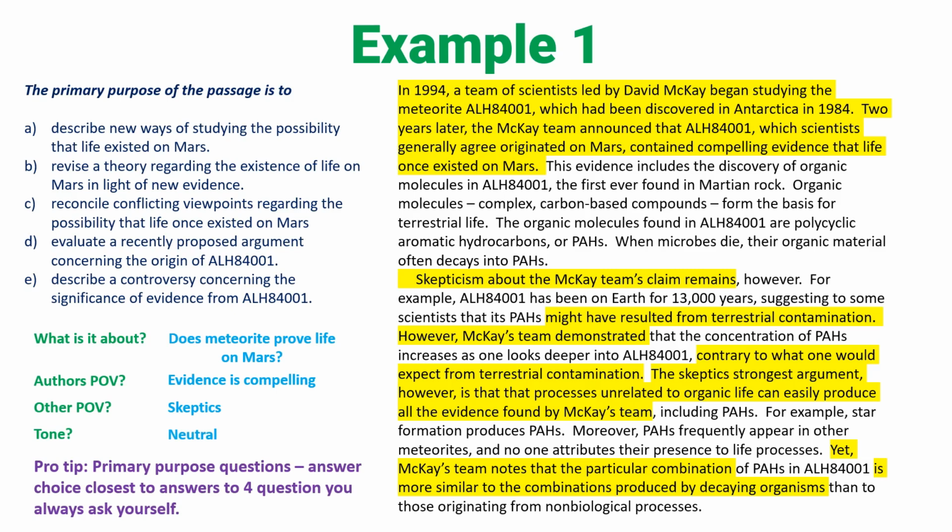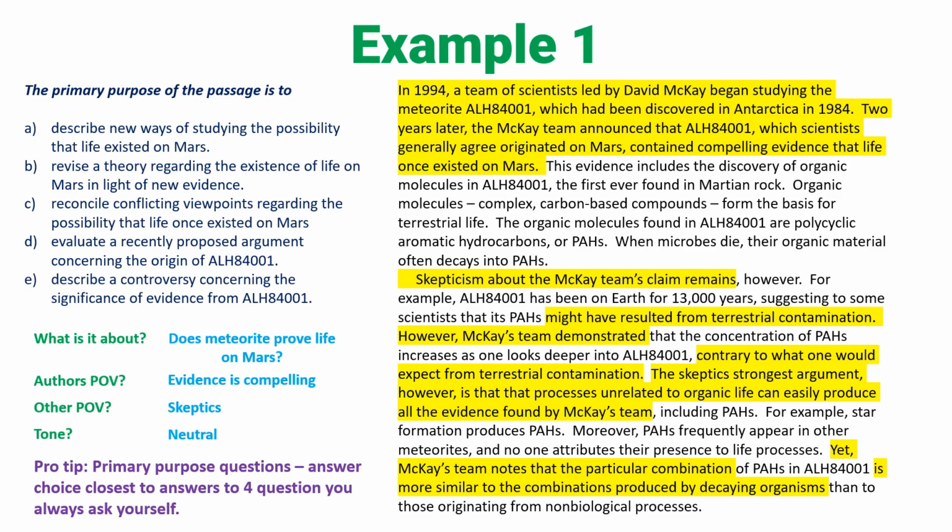A, describe new ways of studying the possibility that life existed on Mars. Do we ever, in our answers to those 4 questions, talk about a new way of studying the possibility of life on Mars? No, this is all from like 1994. B, revise a theory regarding the existence of life on Mars. Do we ever mention that there's a theory and that we're revising a theory in our 4 questions? No, we don't.